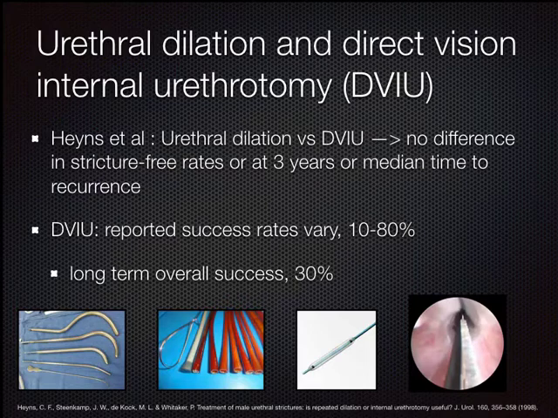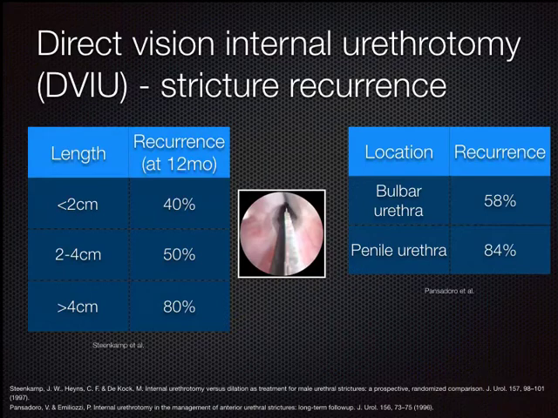They will recur. So with DVIU, recurrence rates vary with stricture length and are higher with longer strictures, as to be expected. The risk of recurrence at 12 months is 40% for strictures under 2 centimeters in length, 50% for 2 to 4 centimeters, and 80% for strictures longer than 4 centimeters. Recurrence rates also vary with stricture location, and in this long-term follow-up study at 18 months for 225 patients after their first DVIU, they found that 58% of bulbar strictures recurred and 84% of penile strictures recurred. Likely the difference is due to a more robust blood supply in the bulbar urethra.